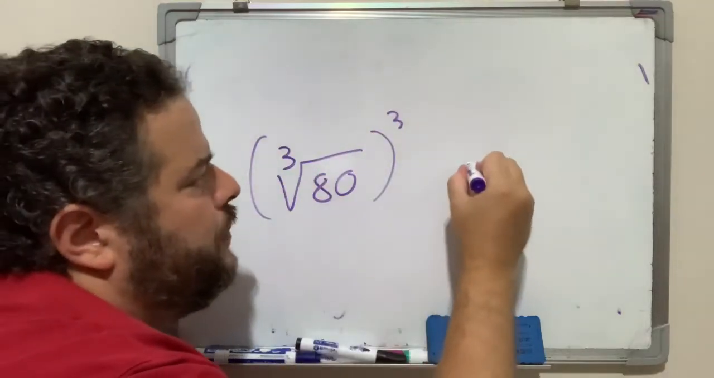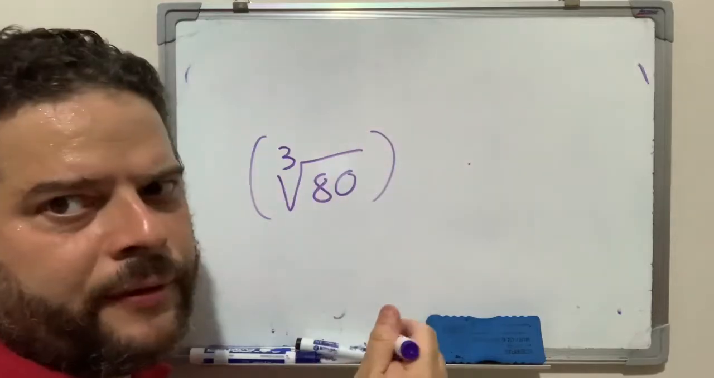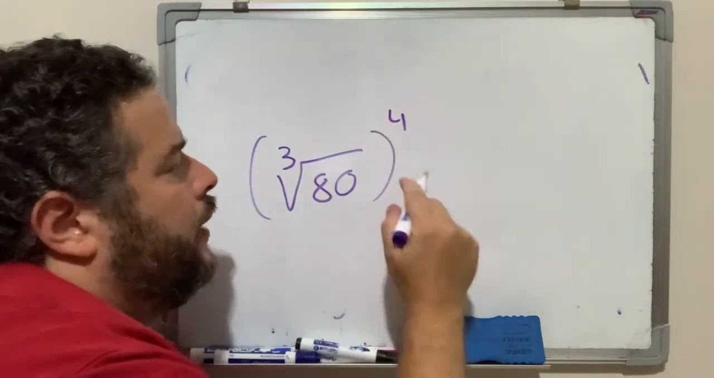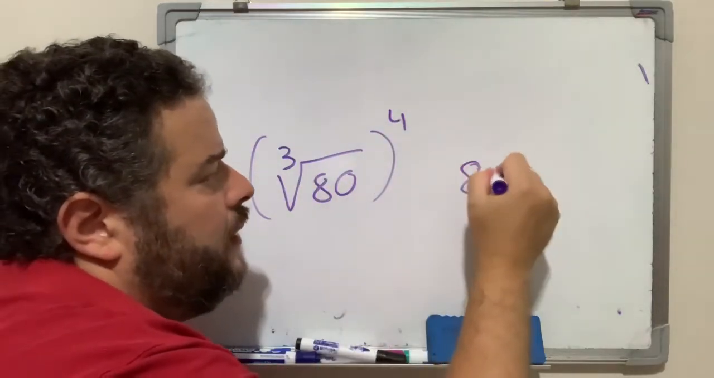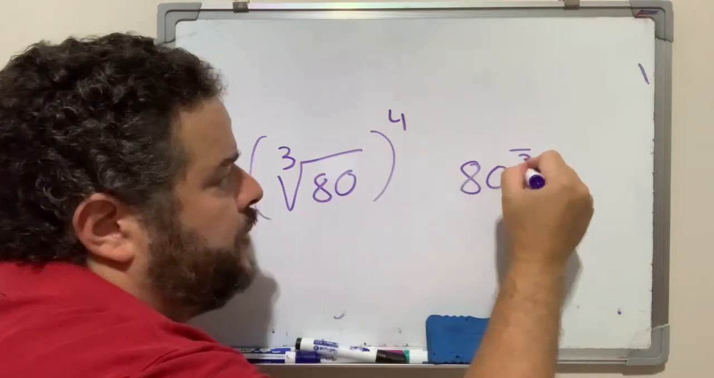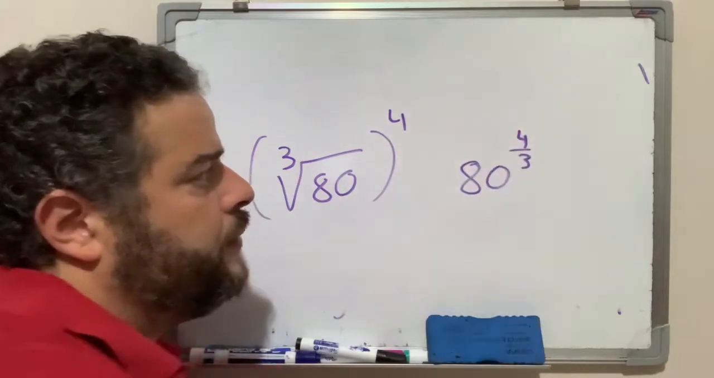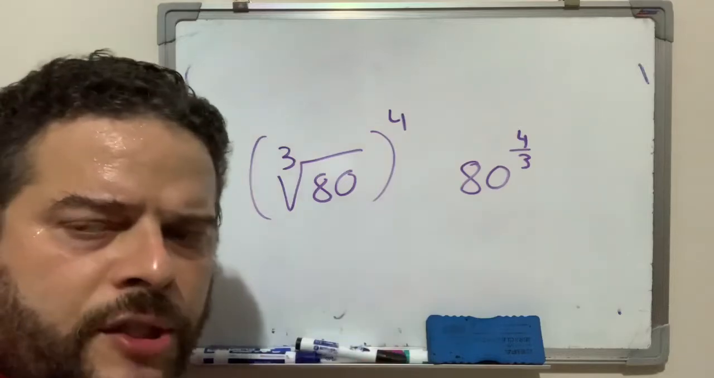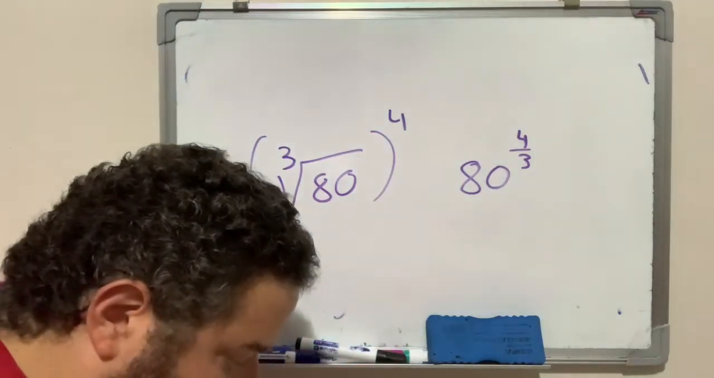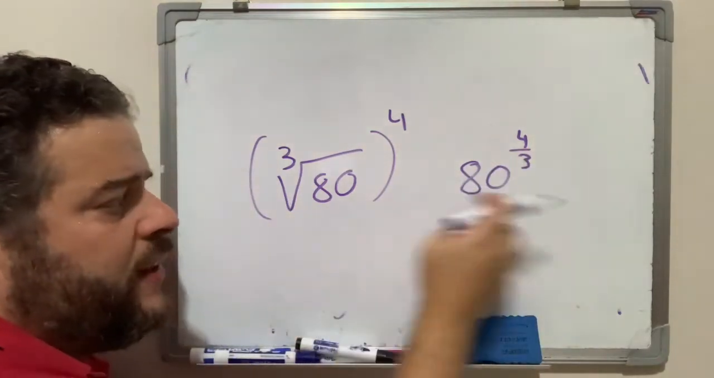This would be the exact same, well, not 3rd power, because again, this would just cancel this out. To the 4th power, it would just be 80. The root becomes the denominator, the exponent becomes the numerator. And that's how you switch. And you'll see why that's important right now. And again, it goes vice versa.